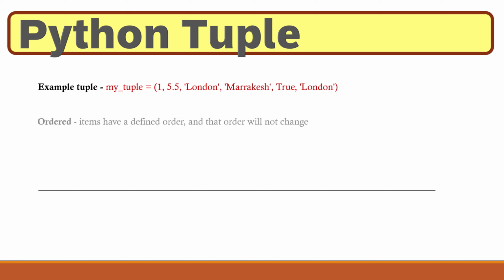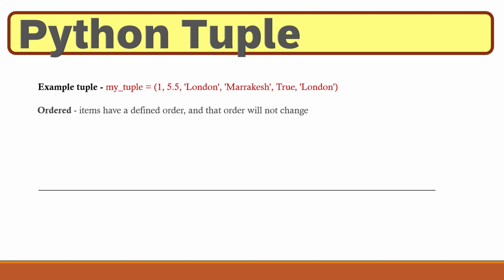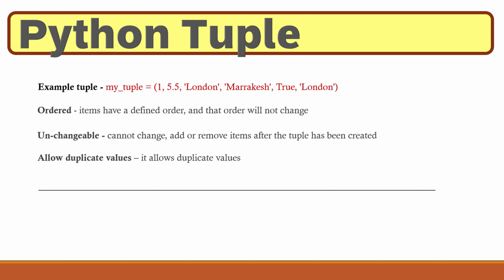And like I said, a tuple is ordered. Items have a defined order and that order will not change. But unlike a set, a tuple is unchangeable, so we cannot change, add or remove items after the tuple has been created. And a tuple allows duplicate values. This is because they are indexed. And you can use tuple items with any data type.